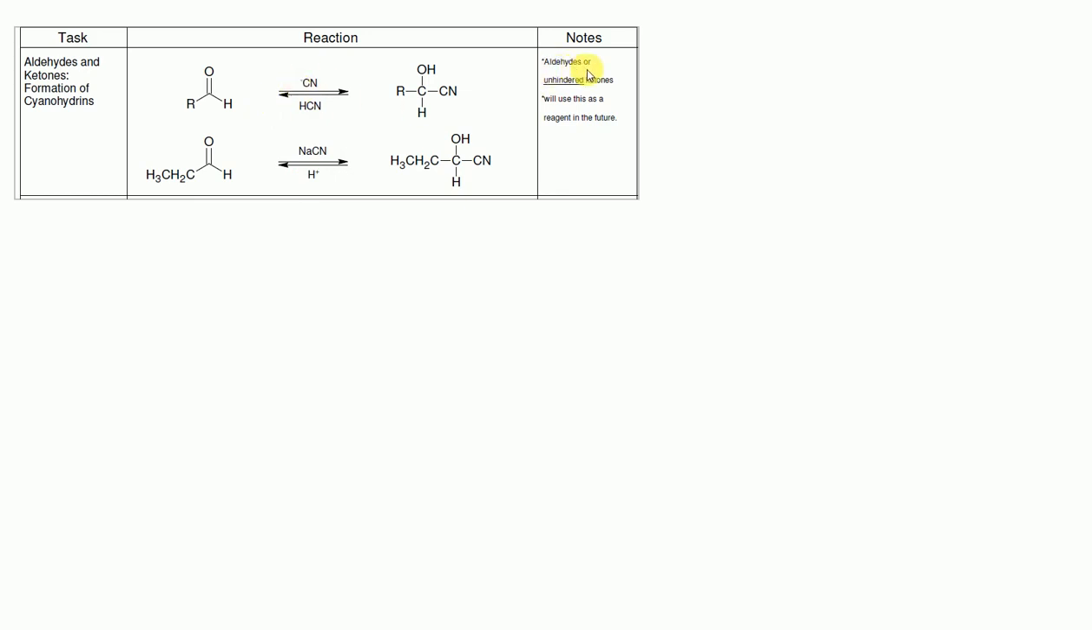And it says here aldehydes or unhindered ketones. So both of these are aldehydes, but you can use ketones, just as long as they don't have some bulky group over here. As long as it's not bulky. But yeah, this is a pretty straightforward, simple reaction, and it shouldn't be too much of an issue. All right, so moving on.